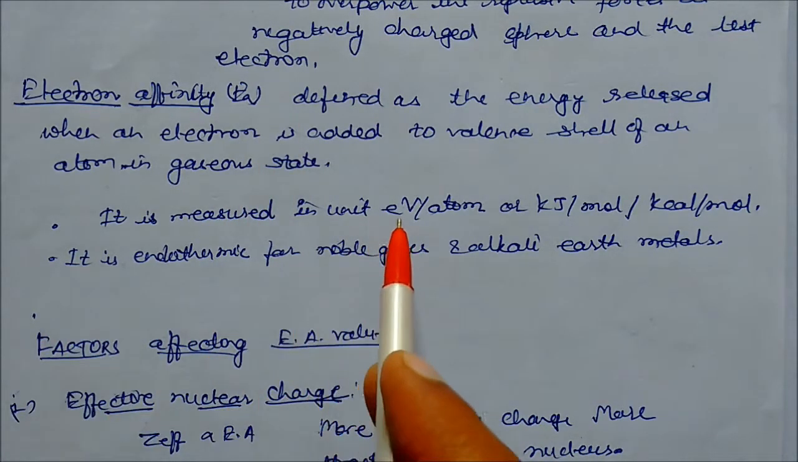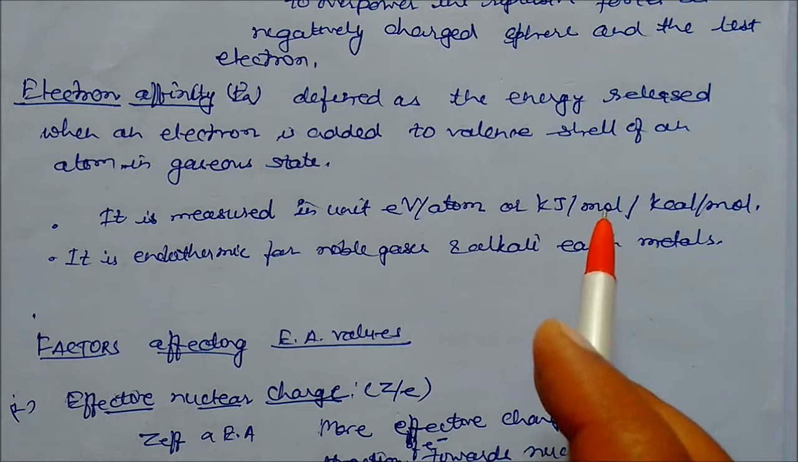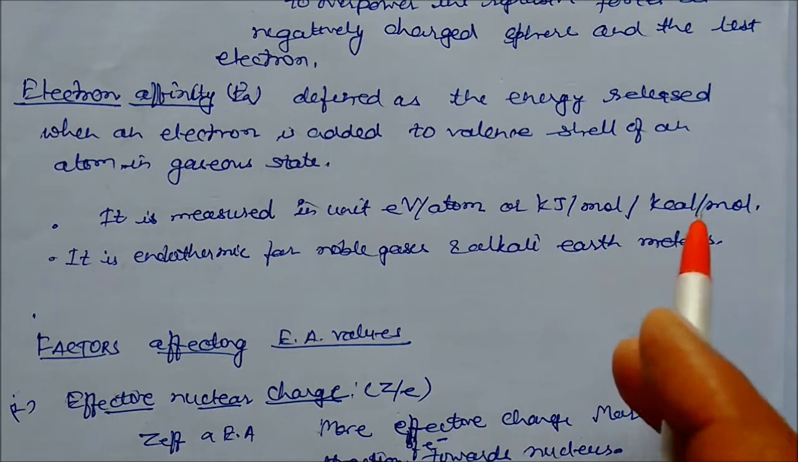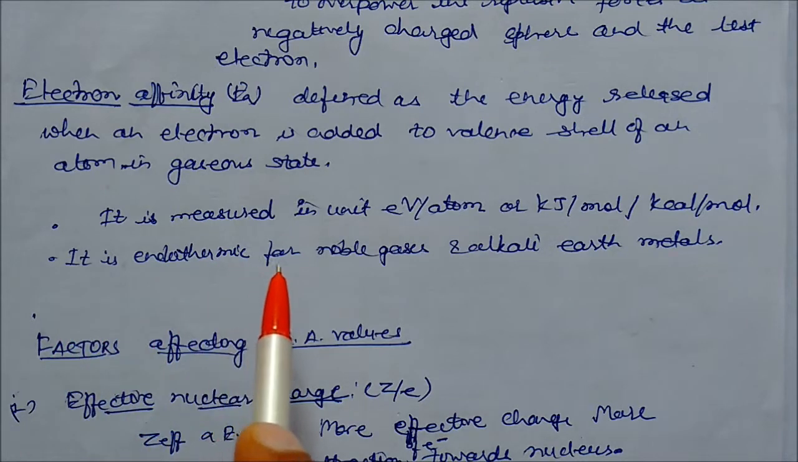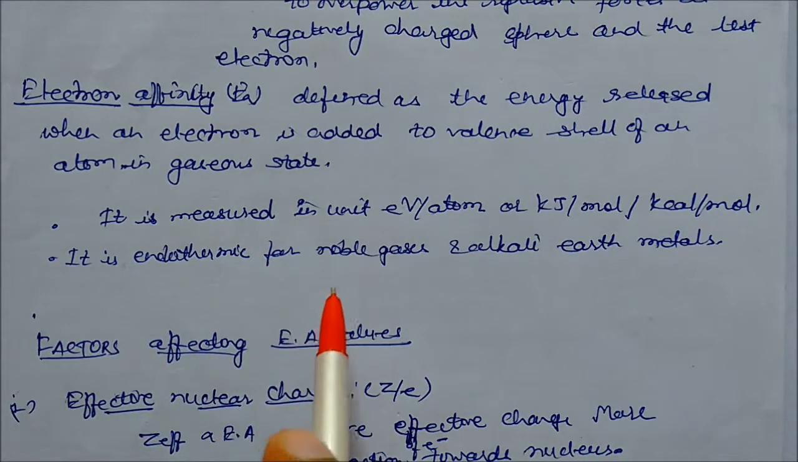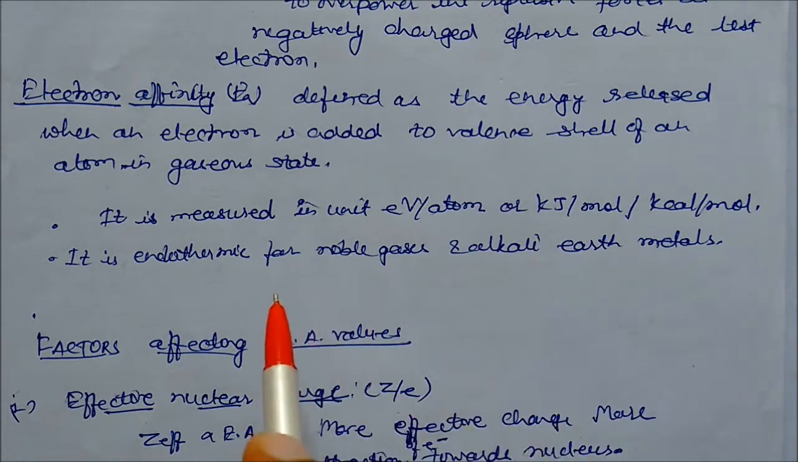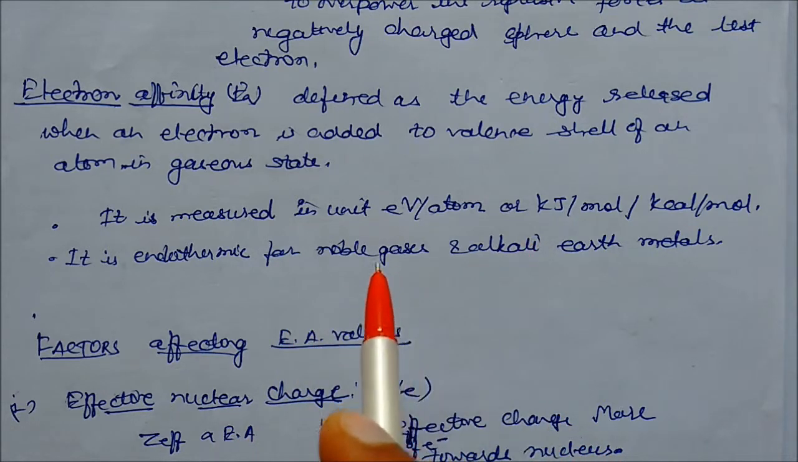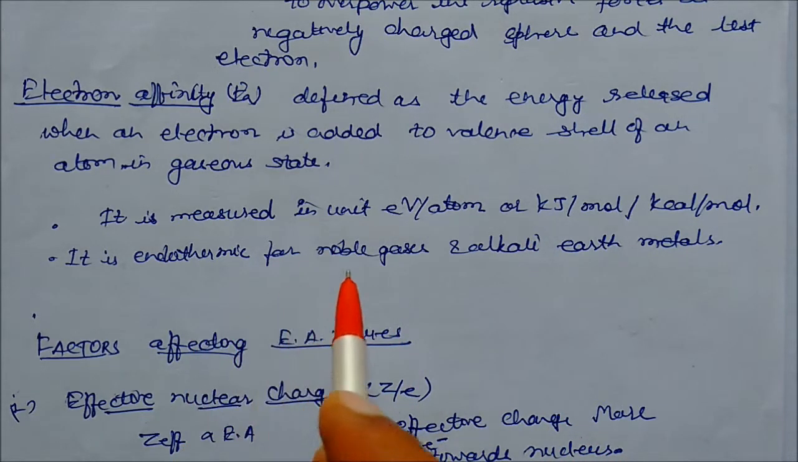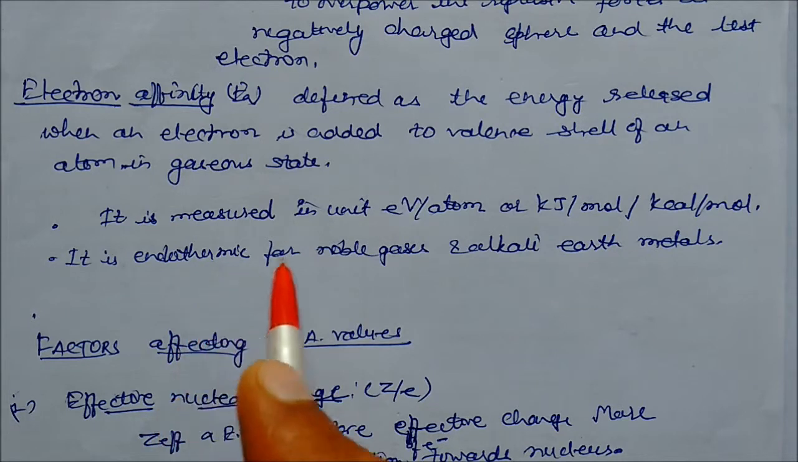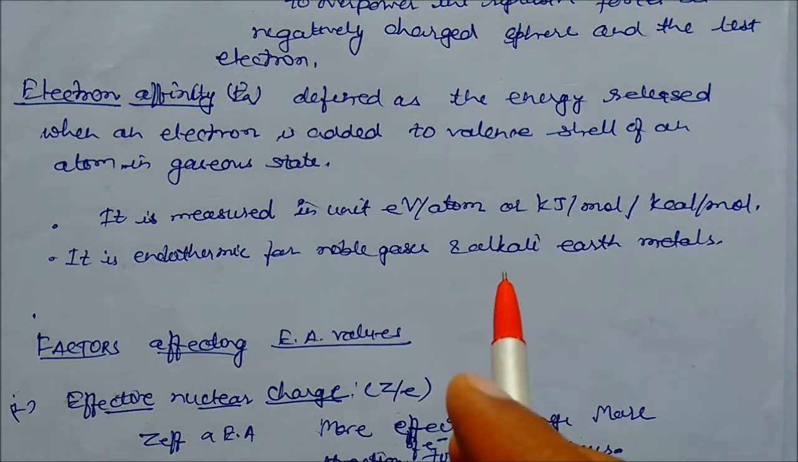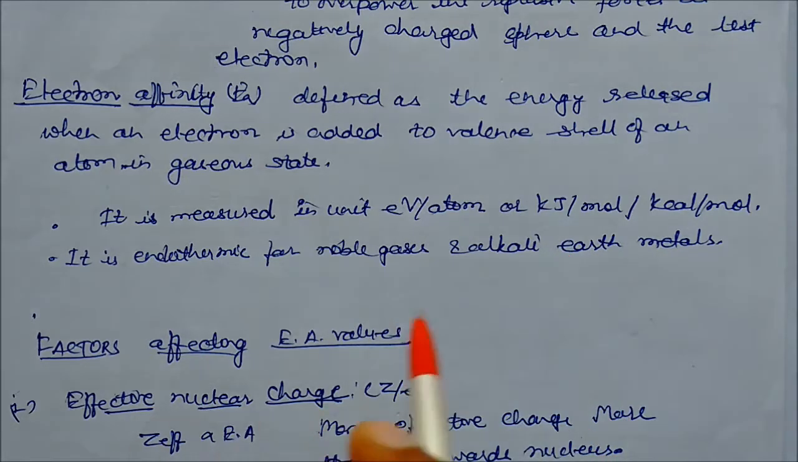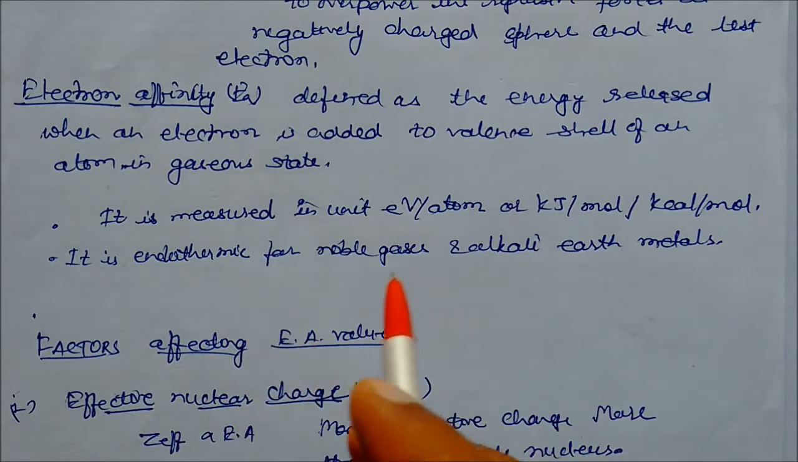Now this energy is measured in electron volt per atom, kilojoule per mole, or kilocalorie per mole. This we have seen previously also during the ionization energy, and it is endothermic for noble gases and alkaline earth metals. Why is this endothermic? This is very clear, because if you give an electron to noble gases, their octet is already full, and for alkaline earth metals, they will absorb some energy due to repulsive forces. So in this case it will always be positive.